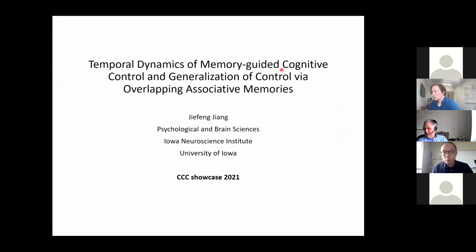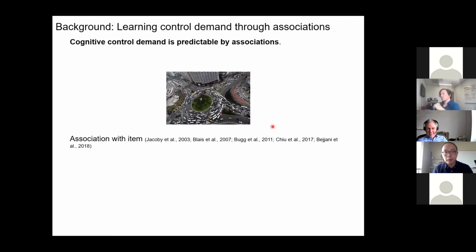This time we are still looking at associative memories, but instead of looking at spatial context and task demands, we are looking at associations between items and cognitive control demand. So here is an idea. Say in real life, I drove on this really busy overpass one time, and I could make an association that this overpass is associated with a high cognitive control demand.